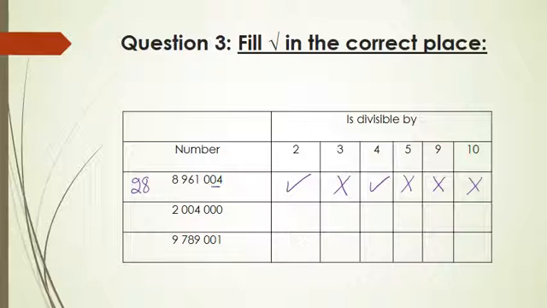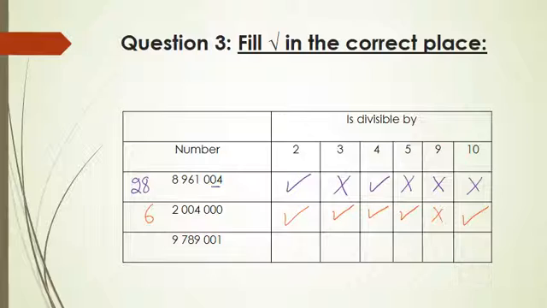So let us do the second one. Is it divisible by 2? Yes. 3? Yes, because when I add the digits, I get 6. 4? Yes, because 0 is a multiple of all numbers. 5, yes. 9, 10. Yes. Great. Excellent.